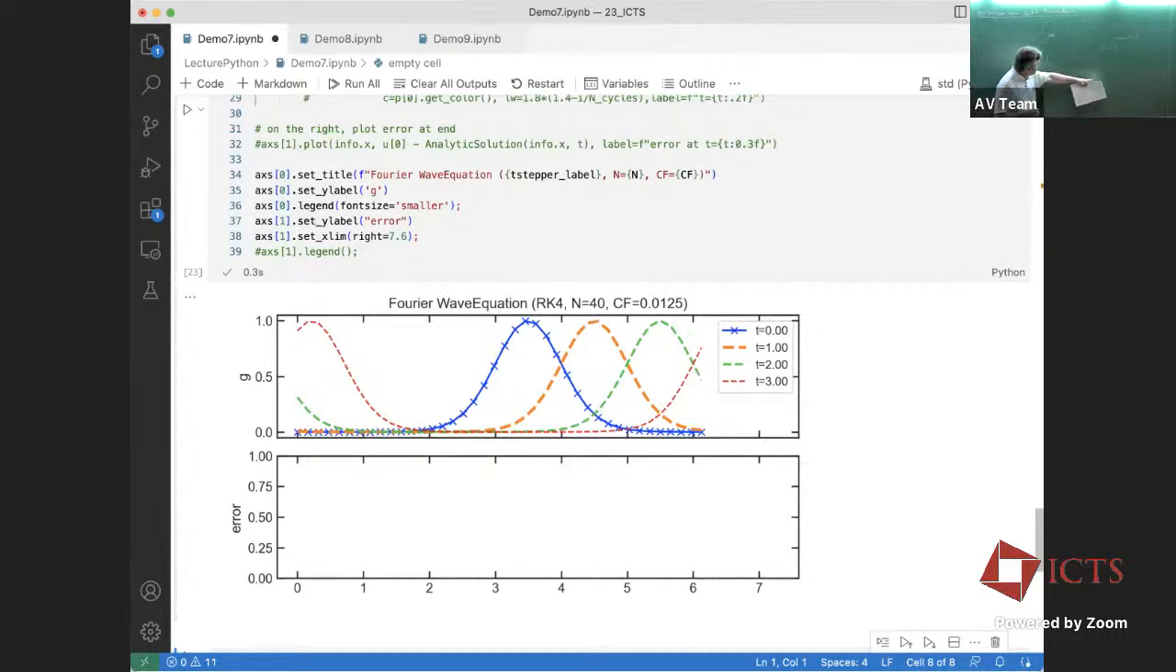Now the next thing you may remember from one of your previous physics classes is that omega over k for a wave is its phase velocity.